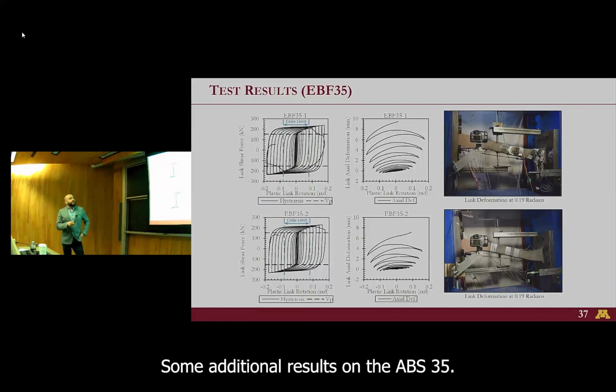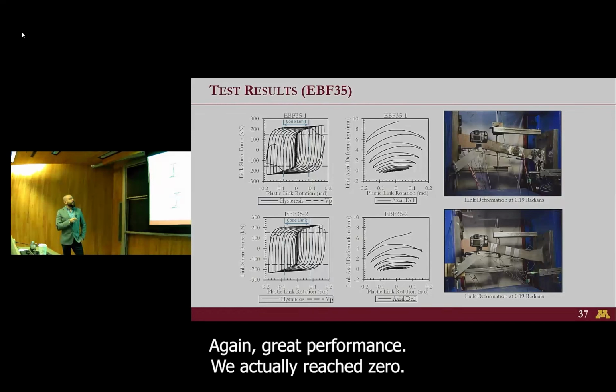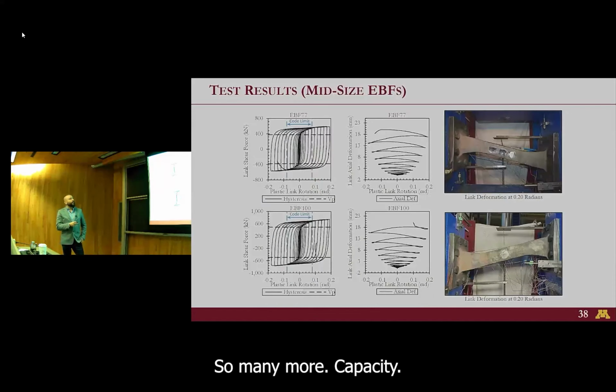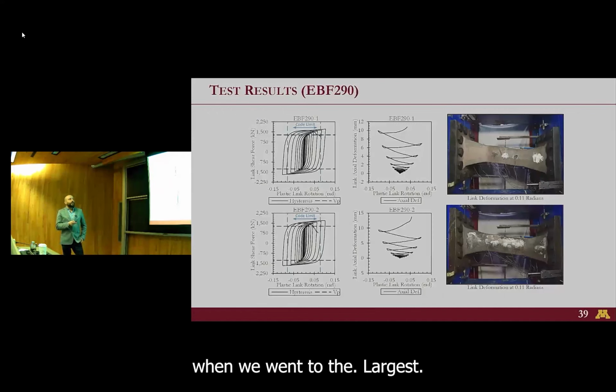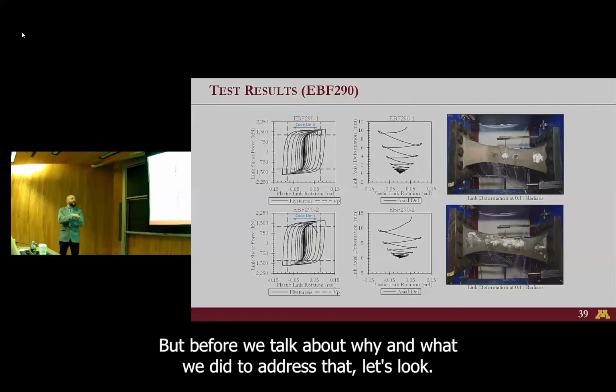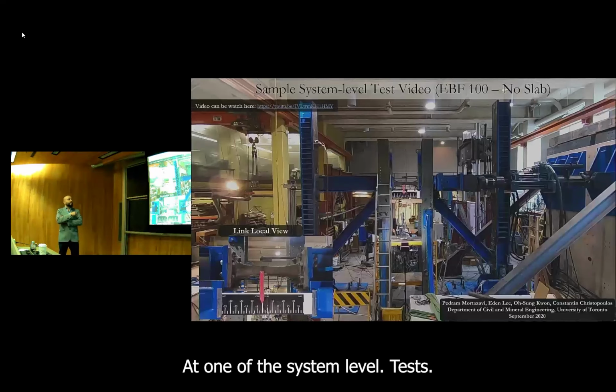Some additional results on the EBF 35. Again, great performance. We actually reached 0.19 and did 2.5 cycles, so way more capacity. EBF 77 is what we just saw. EBF 100 also excellent performance. When we went to the largest link size, they actually showed a more moderate capacity of 0.11 radians. So I'm going to come back to that. But before we talk about why and what we did to address that, let's look at one of the system level tests.